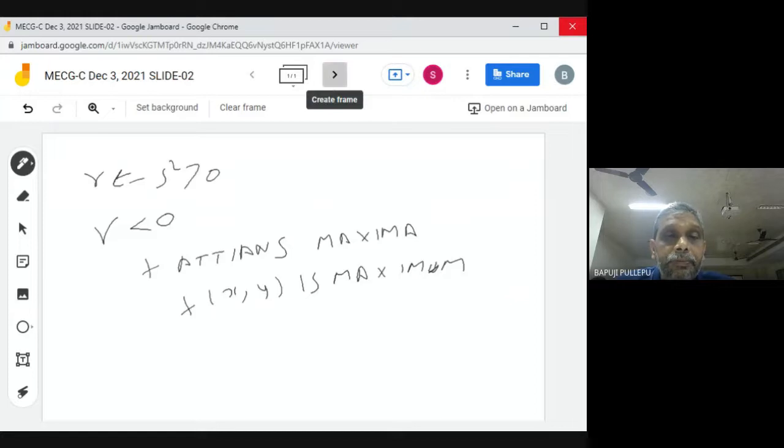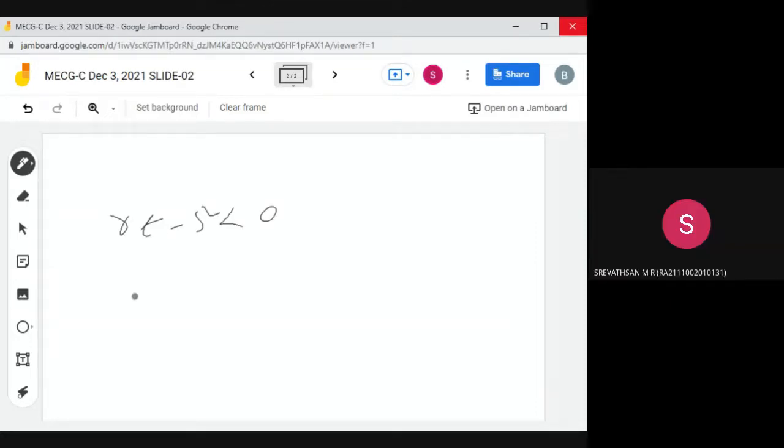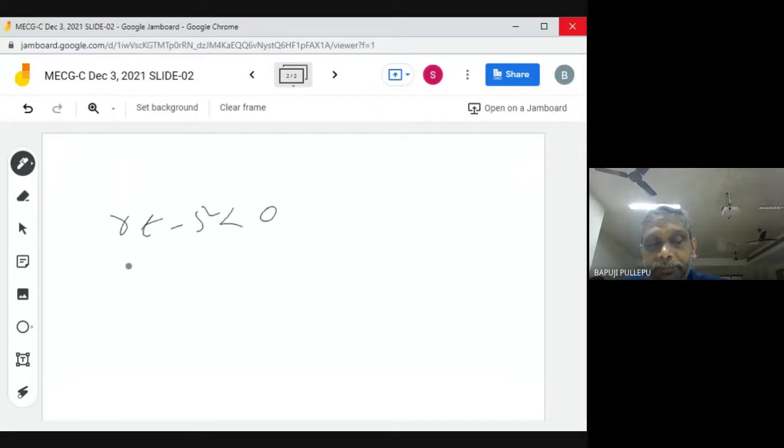Suppose rt minus s square is less than 0. Immediately what will you say? Saddle point. The function attains neither maxima nor minima; these points are called saddle points. Clear? Suppose rt minus s square is equal to 0, then we go for further investigation. That is not there in your level. Clear? Any problem?